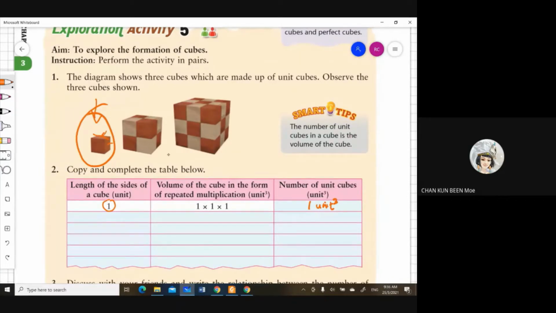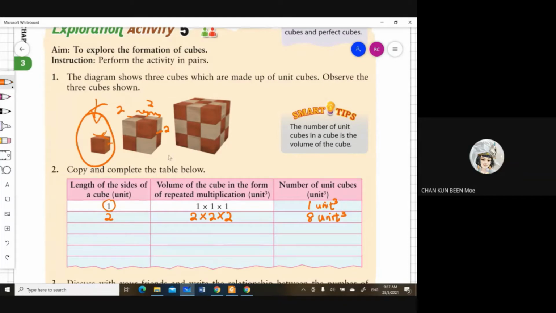Okay, and then for the second cube, you can see it's formed from 2 squared. The length and the width over here are 2, and the same for the height, it is also 2. So this is what we write: the length, the width, everything is 2. To find the volume, it is 2 times 2 times 2. 2 times 2 is 4, 4 times 2 is 8. So the answer is 8 unit cube.